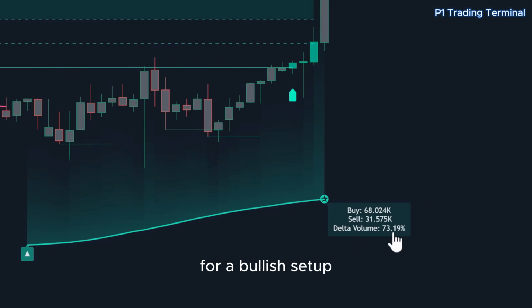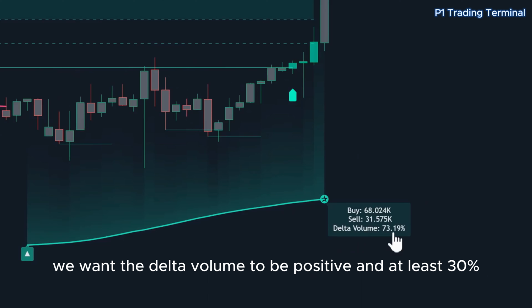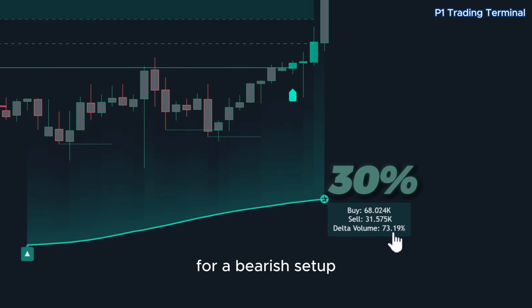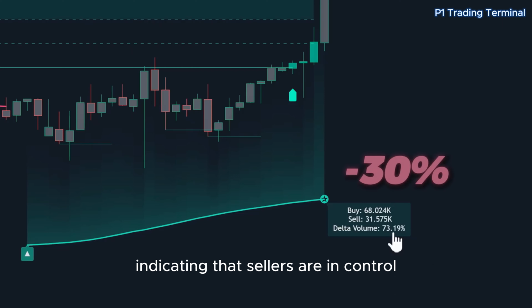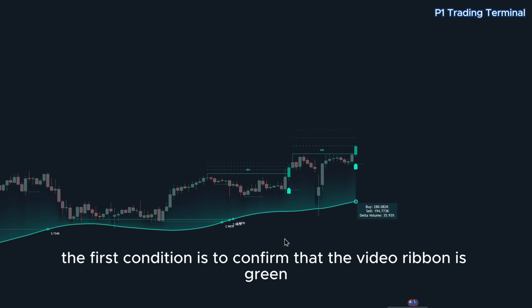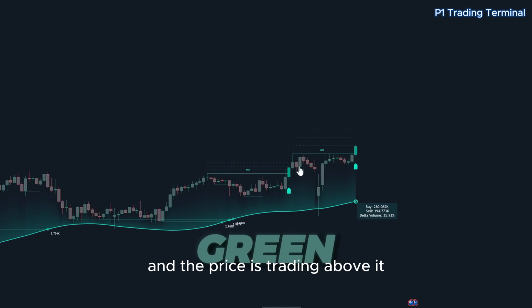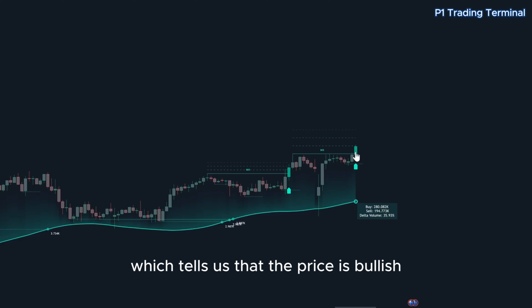For a bullish setup, we want the delta volume to be positive and at least 30%. For a bearish setup, we want it to be negative and at least minus 30%, indicating that sellers are in control. Now, to take a long position, the first condition is to confirm that the VIDYA ribbon is green and the price is trading above it, which tells us that the price is bullish.